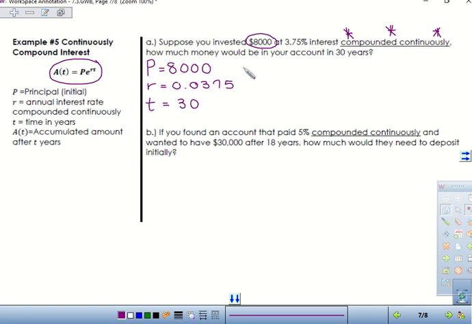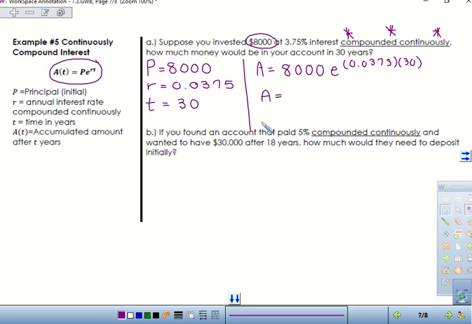So in this one, you're only needing 3 values. So we're solving for A in this one. So we get P times E to the power of R times T.